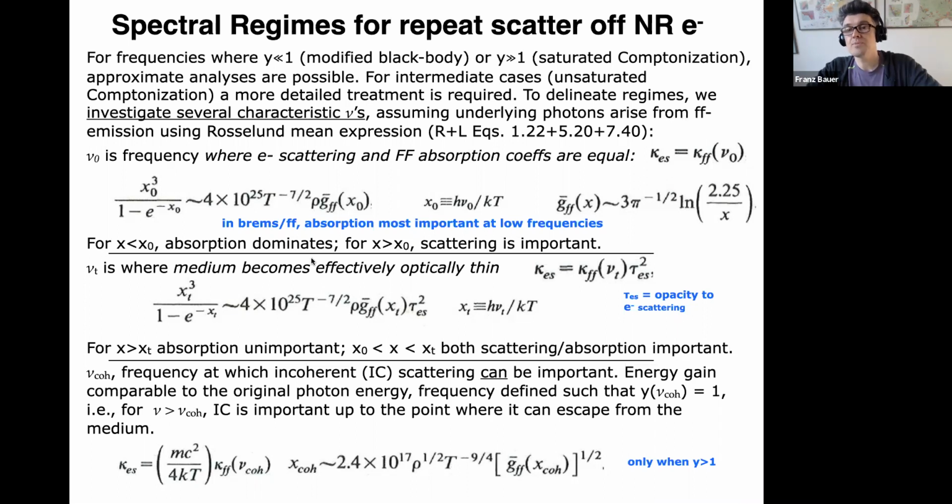And the same with synchrotron. You have synchrotron, what they call self-Compton. So in the same medium, you create the photon, and then the same electron which has created it is also upscattering it.